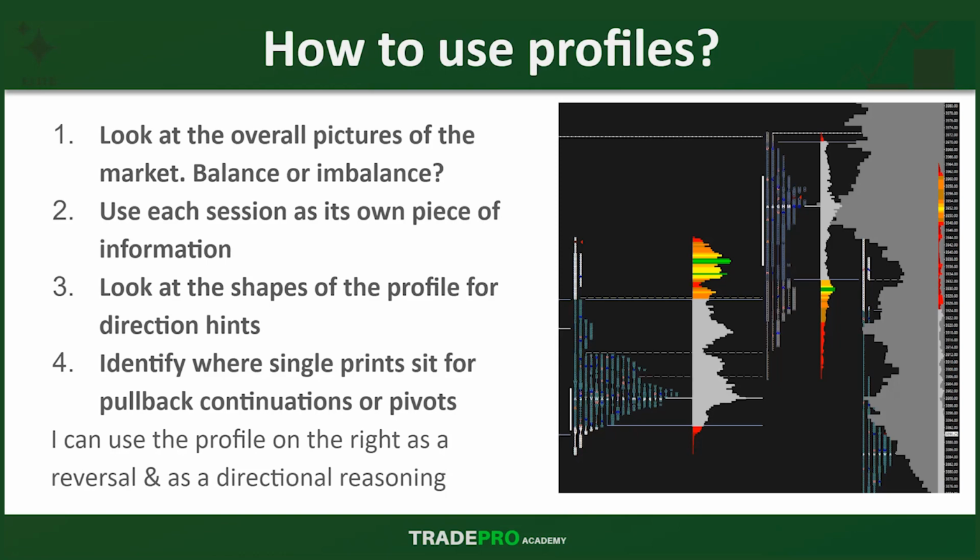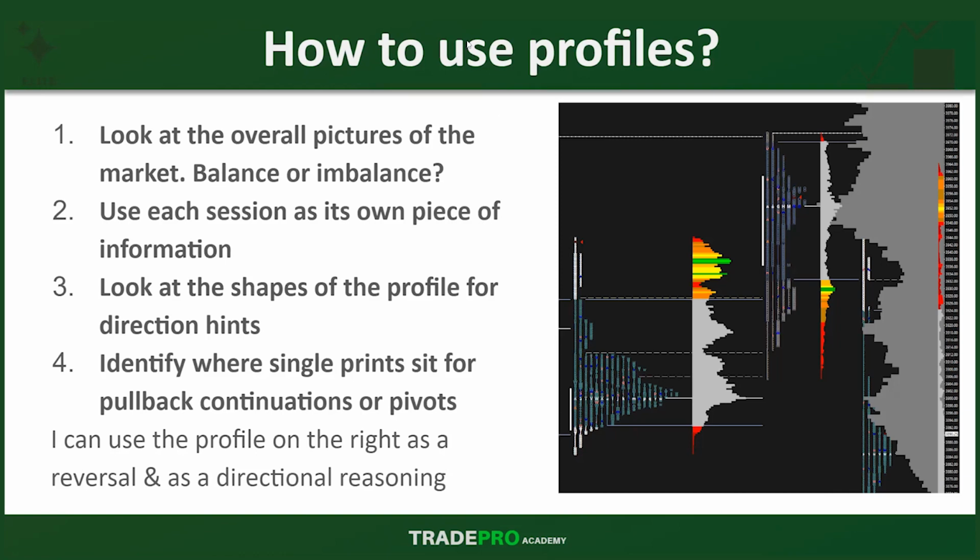You want to look at the different shapes of the volume profile to hint at direction, and you also want to identify where single prints sit for pullback continuations or pivots. So I can use the profile on the right as a reversal and a directional reasoning as well, as we talked about the B-shaped profile.